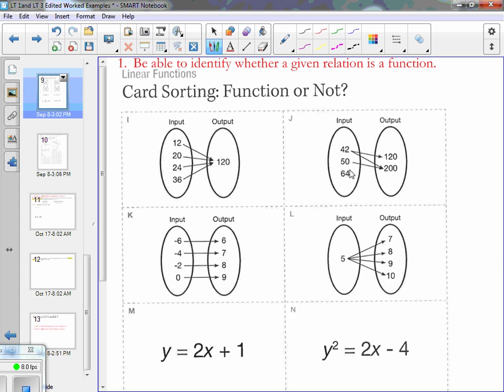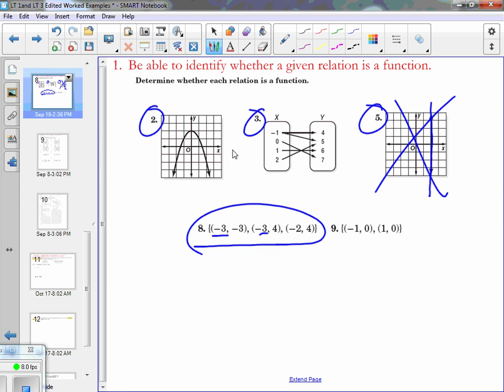What about J? Why not? Oh, I've been looking at these wrong. They are telling you to use 42 twice, aren't they? Ooh, I may have said some of these wrong. Has that come up before? Oh, yeah, it came up here. This one should have been not a function because -1 was used twice.